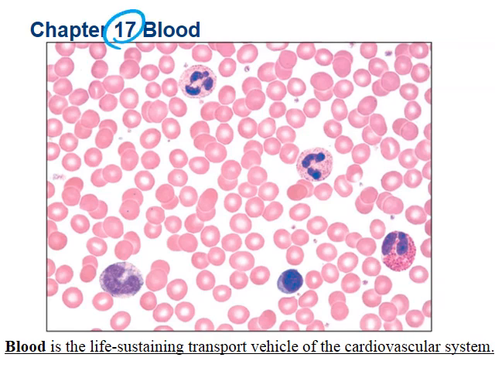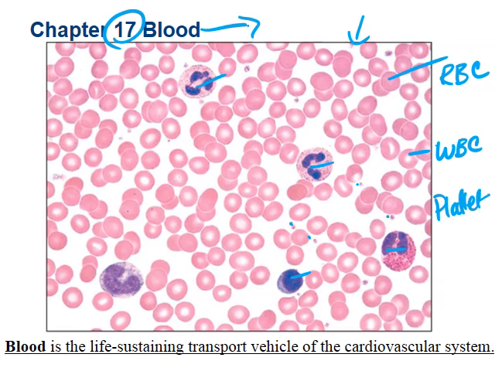Welcome to Chapter 17. We're going to talk about blood today. I put a histology slide here of blood so you can take a look at it. All of these pink little discs are red blood cells. The ones that have a nucleus, that have the purple nucleus, those are white blood cells. We're going to learn the real names in just a minute. And then if you see all these tiny little dots, they could be platelets. They help if you need to clot your blood.